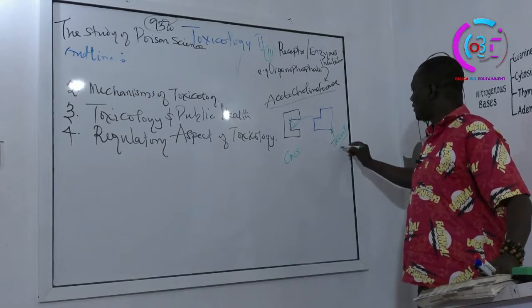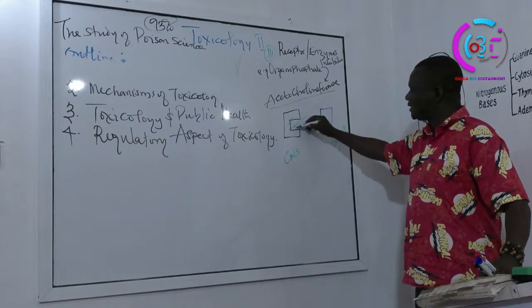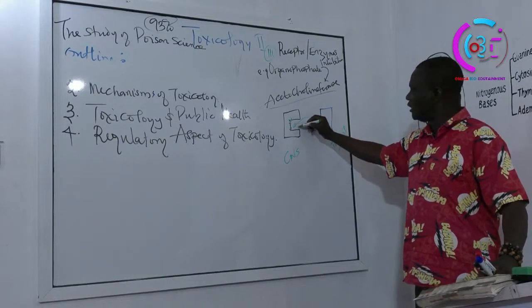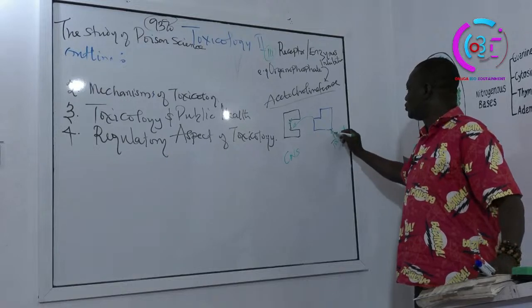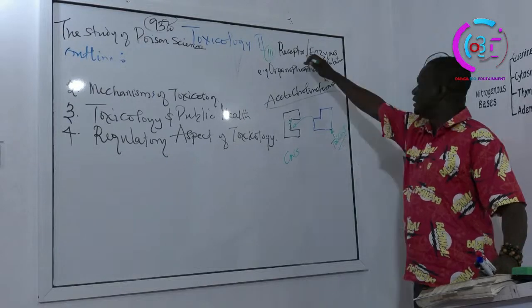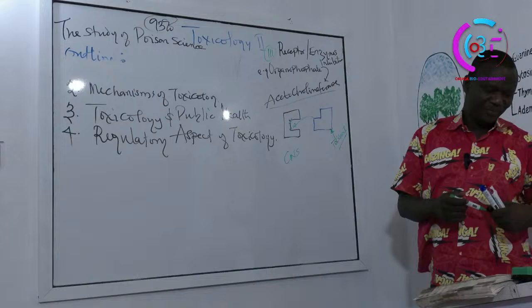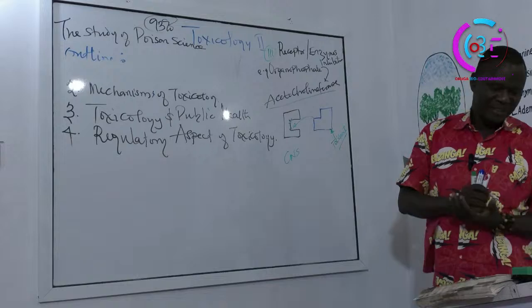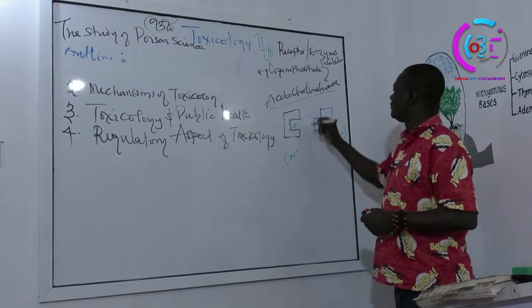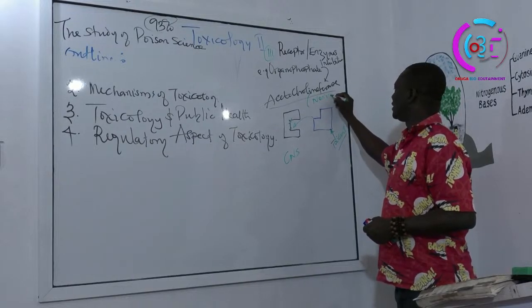So whenever you have a toxicant competing for the same sites, that can lead to what is known as a receptor enzyme inhibition mechanism, and it is very, very common. This one is very, very common in nerve cells.